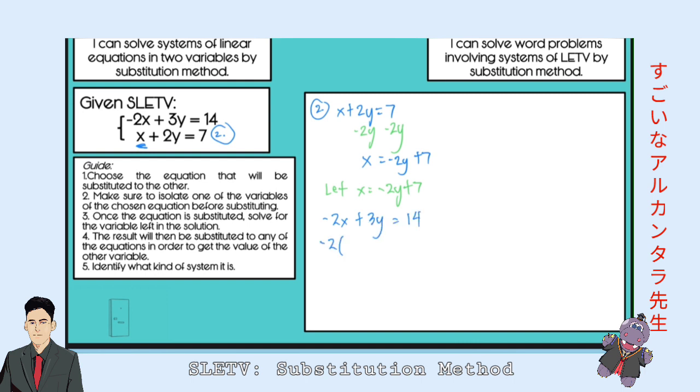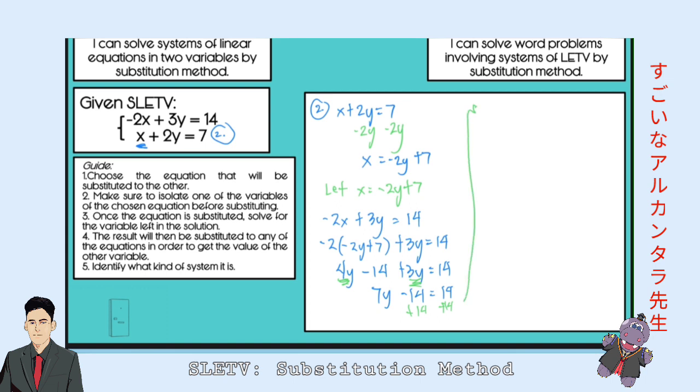This will be negative 2 times negative 2y plus 7 plus 3y equal to 14. Doing so, you will now have 4y positive. Negative 2 times 7, that will give you negative 14 plus 3y is equal to 14. So 4y plus 3y, those are like terms, that's equal to 7y minus 14 equal to 14. Add 14 to both sides.